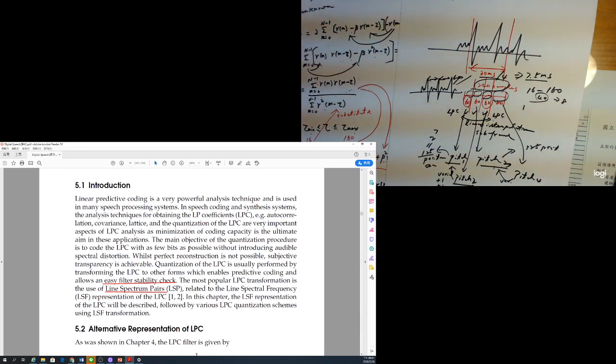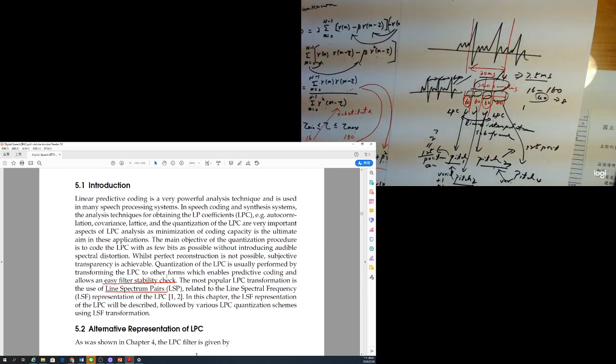So here they are talking about one method they call the line spectrum pair. You have two issues you have to focus on during your quantization. You have a stability issue, because you are an open model. So you have to think about the stability issue, making sure of it because you are an open model.